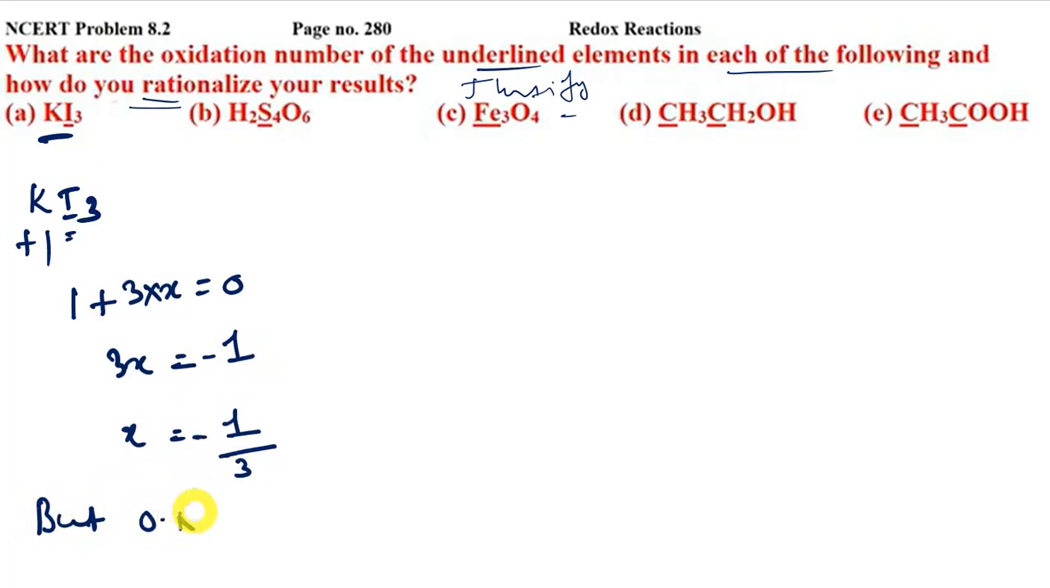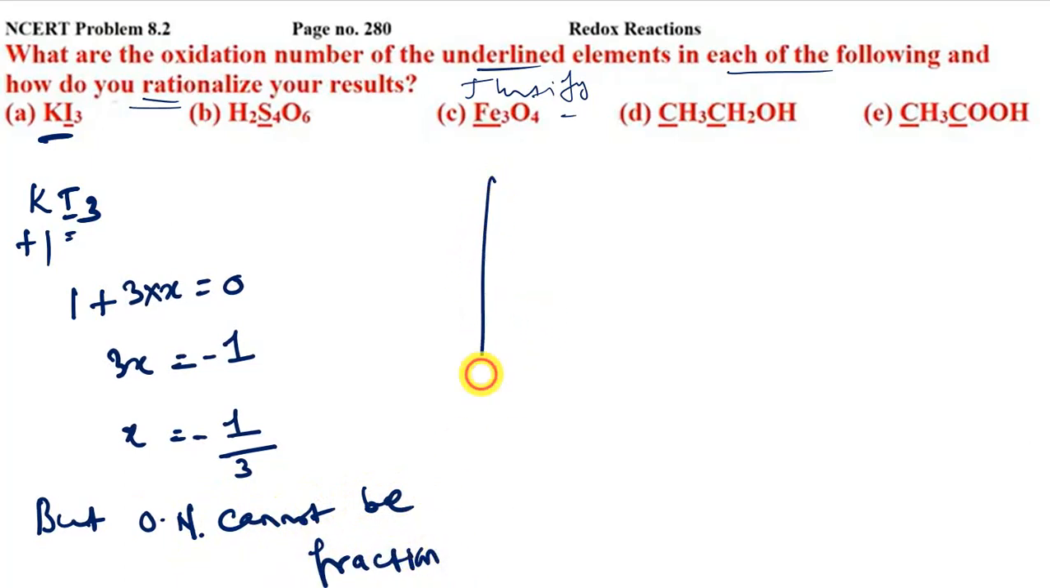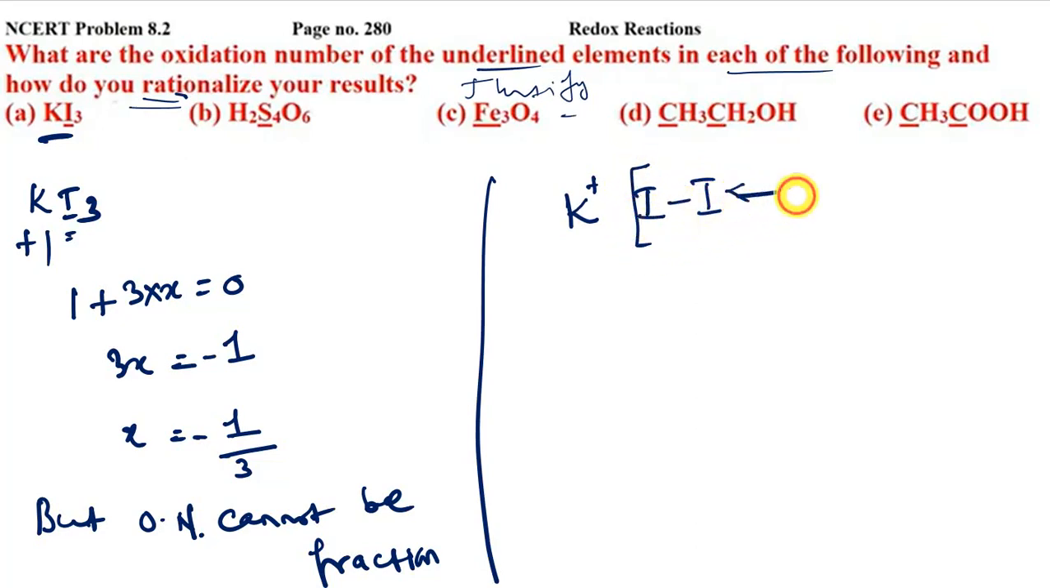we know that oxidation number cannot be a fraction. Oxidation number cannot be a fraction. So we have to rationalize that one. We have to justify that. So let us write the structure of KI3. KI3 is actually a coordinate bond formed between the iodine. Here I2 is an iodine molecule. Another iodine has donated its electron to form the coordinate bond.